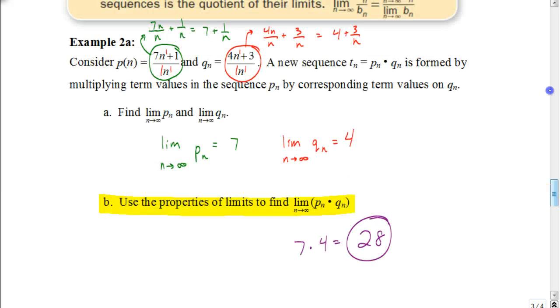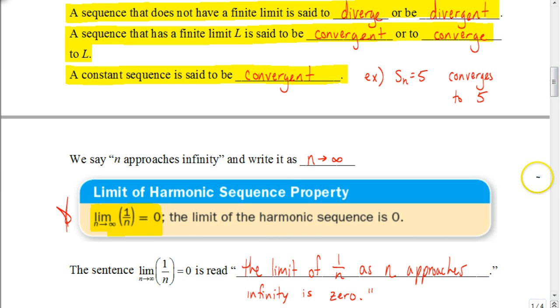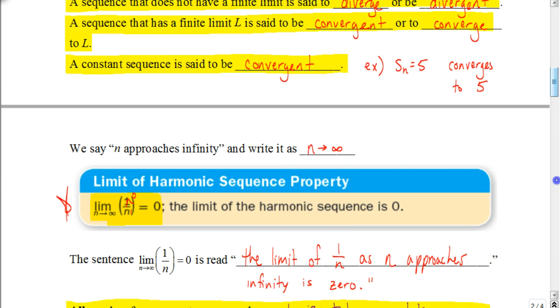Let's even look at that harmonic sequence. 1 divided by n. Here in the numerator, 1 is the same as n to the 0 power. In the denominator, we have n to the first power. So the degree in the numerator is smaller than what we have in the denominator, so our answer is always 0.